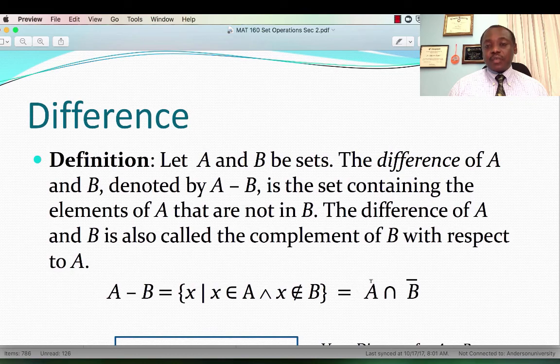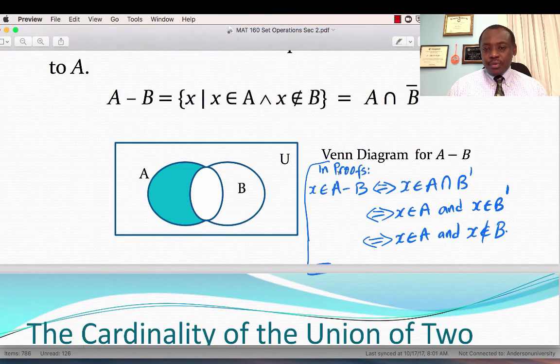Again, we use this a lot when we're dealing with proofs. So this is what we do. So in proofs, if I ask you to prove something involving A minus B, you would say let X be an element in A minus B. What does that mean? It means X is an element of A intersection B prime, so we convert A minus B as A intersection B prime. But what does that mean? That means X is in A and X is in B prime. What does that mean? That means X is in A and X is not in B, and so on and so forth. And we continue until we get to where we're going. Okay, so that would be A minus B.